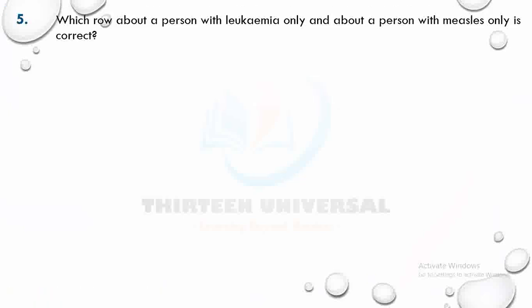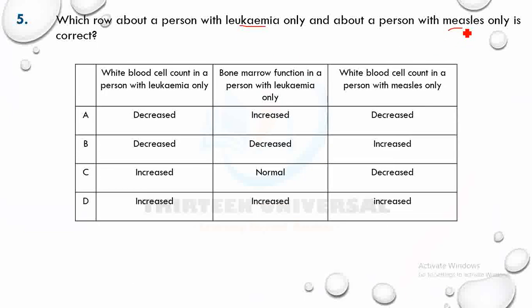So let's run. Which statement about a person with leukemia only and about a person with measles only is correct? Measles and leukemia. So here we come. Look at this. Pause the video and check it out.